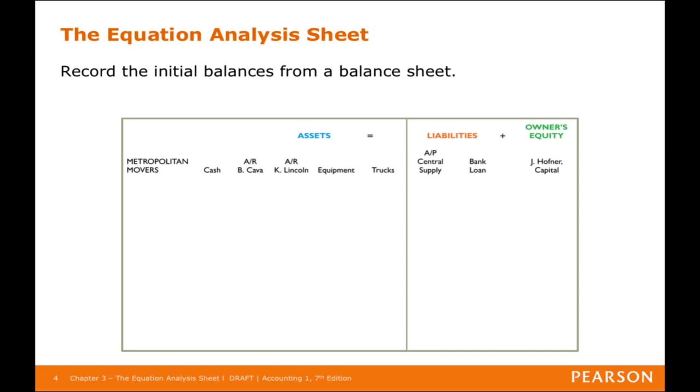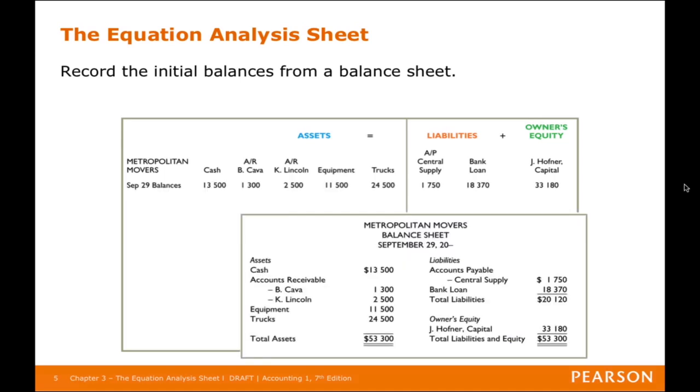To do this, we need to look at the balance sheet of Metropolitan Movers. So we have one here from September 29th that lists the values of the assets, liabilities, and owner's equity, and we can see that those values have been transferred into the equation analysis sheet. Once that's done, we can start to look at our transactions.